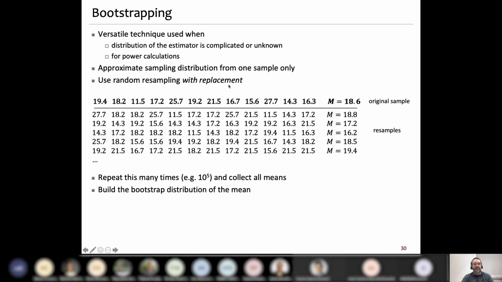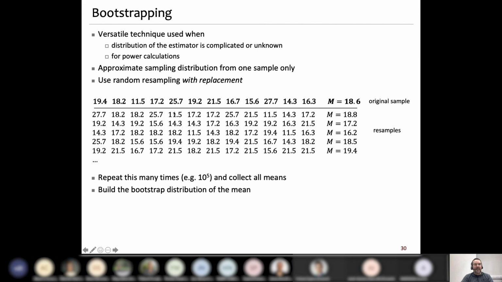Now we do this resampling with replacement. That means that we randomly pick numbers from this sample. So the first one is 27.7, then 18.2 is the second number, then 18.2 again, the second number again. So every time we draw exactly one number from the sample, but with replacement. So we can draw the same number multiple times. If you imagine drawing balls from an urn, that would correspond to putting the ball back, mixing them and drawing another ball with a number on it.